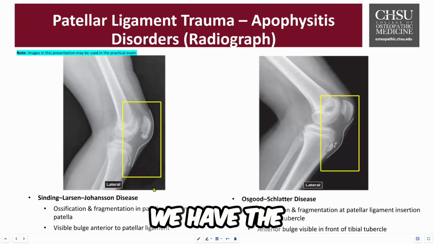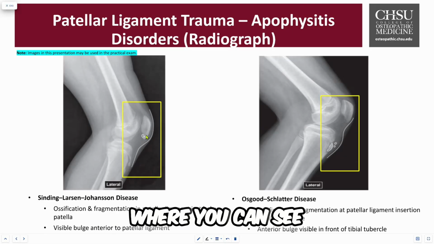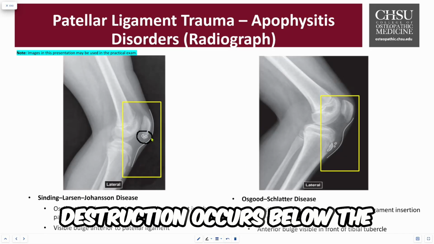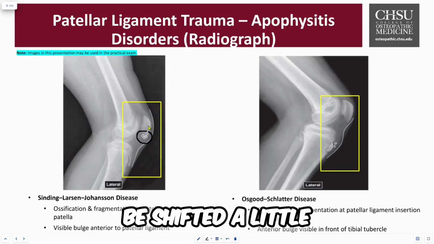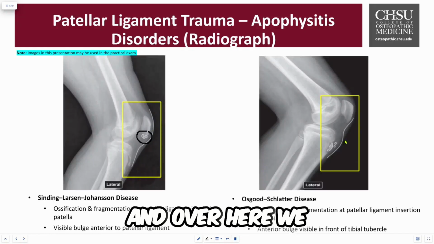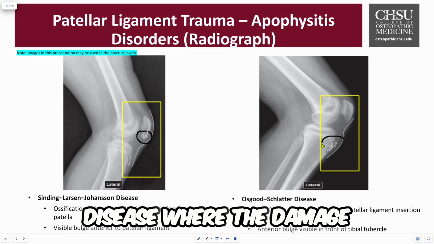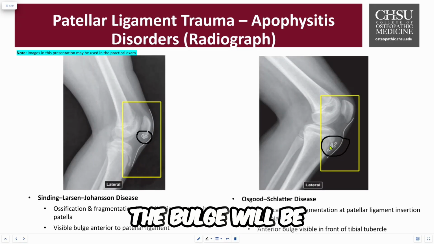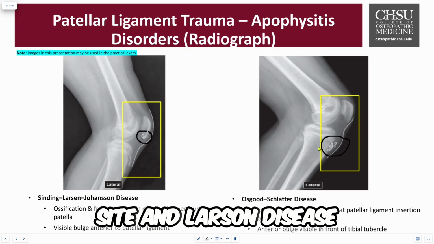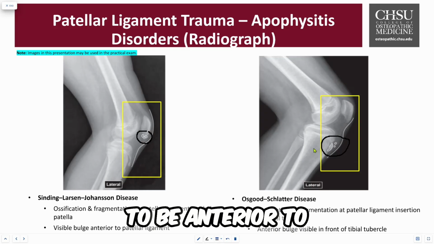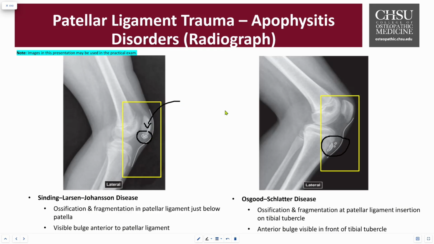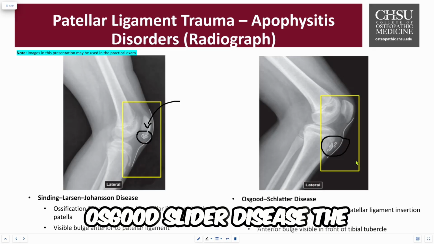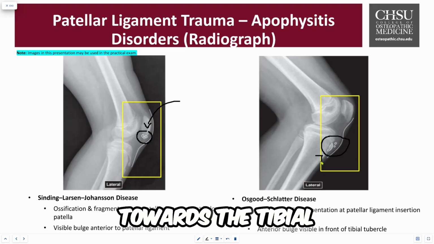So let's take a look at some of the images. In this case, on the left, we have the Sinding-Larsen-Johansson disease, where you can see the damage and the destruction occurs below the patella. And as a result, the patella might also be shifted a little bit higher. And over here, we have the Osgood-Schlatter disease, where the damage is on the bottom. And as a result, the bulge will be different. So for the Sinding-Larsen disease, the bulge is going to be anterior to the patellar ligament right here. So there's the bulging over here. And then for the Osgood-Schlatter disease, the bulge will be more towards the tibial tubercle.